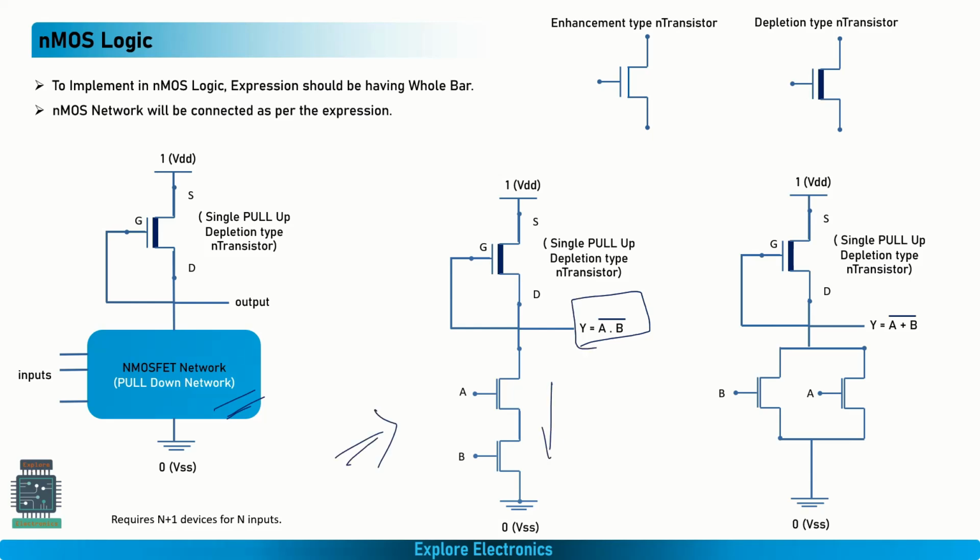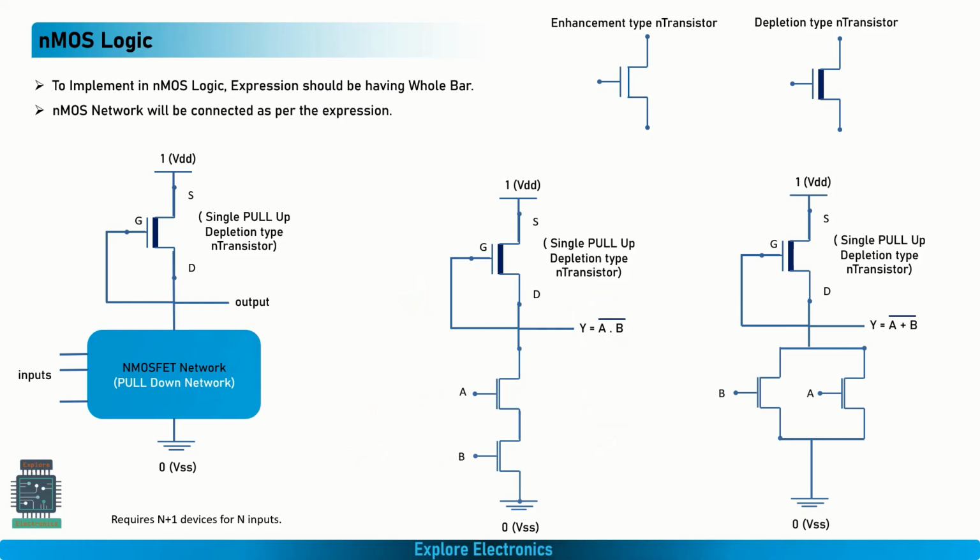The similar series arrangement of transistors, with gate inputs A, B, is connected here in the pull down. Pull down will be the same as the CMOS network. Pull up will again be a single transistor with gate input connected to drain. Here, for the (A into B) whole bar functionality, if you want to bring it to 0, we need to provide A is equal to 1 and B is equal to 1. Then only the output will be 0.